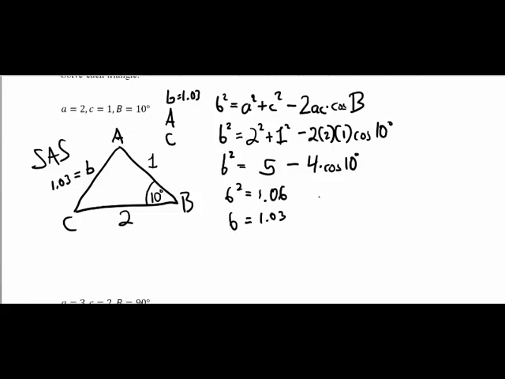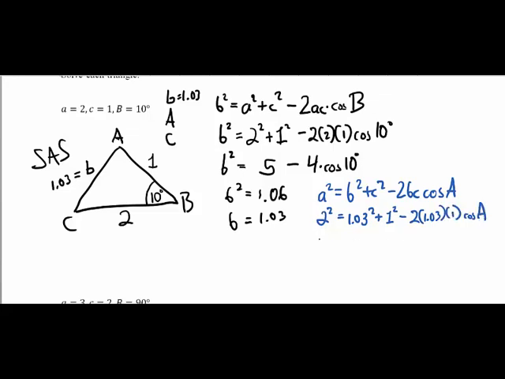So what I would do instead is try to find angle A using the law of cosines. We start with A squared equals B squared plus C squared minus 2BC cosine A. And we're going to find the angle A here, so let's plug in what we know. 2 squared equals our newly found side B plus side C, which was given, minus 2 times our newly found B and side C cosine A, which we don't know. So this is 2 squared, or 4.